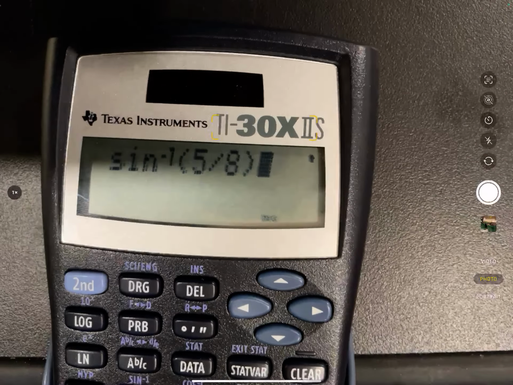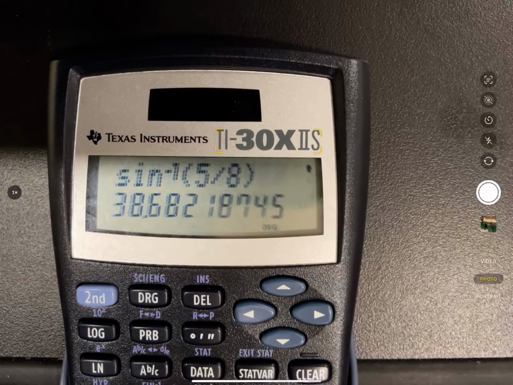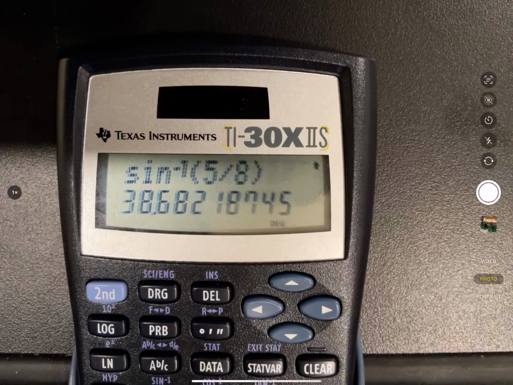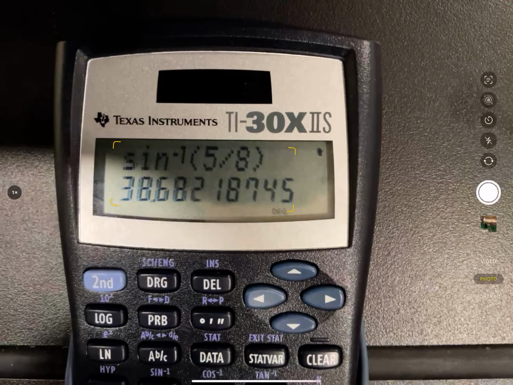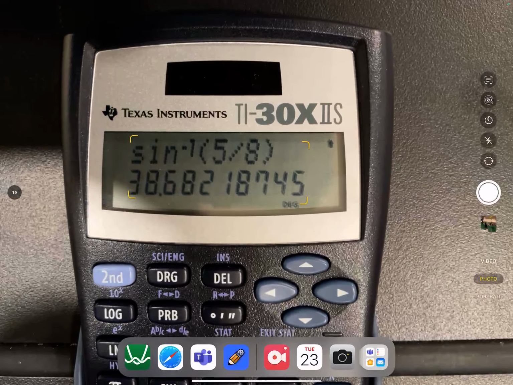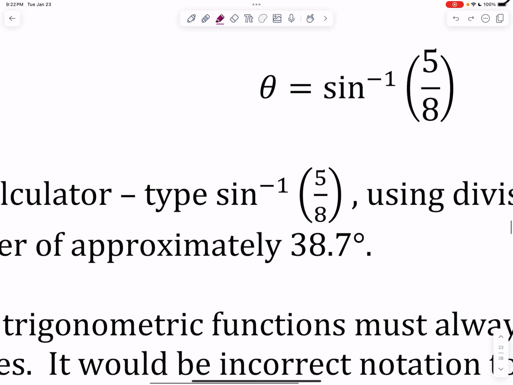I can close the bracket. And when I hit equals, or enter on my calculator, I get 38.6821. So I'm going to put that as the answer hereabouts. There we go. Oh, no, wait. We had this one. It's right there. So make sure in your calculator you can get the exact same value. Super necessary to have us getting the same value out of our calculators.